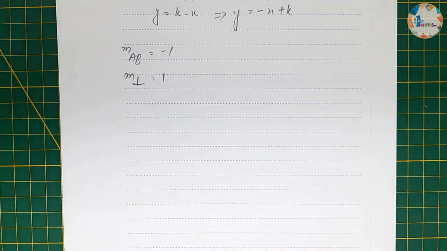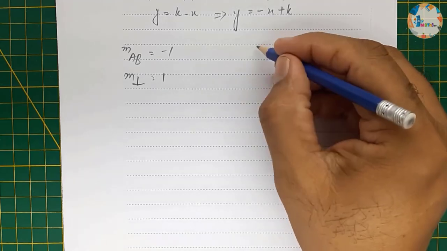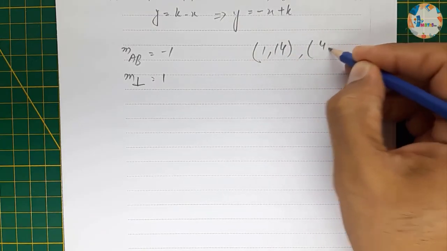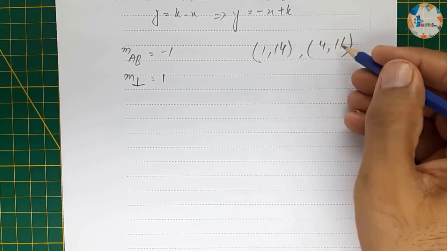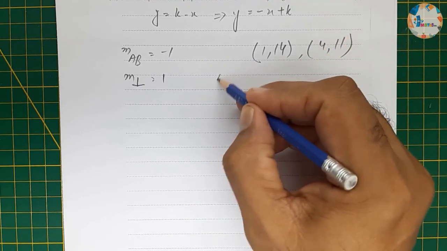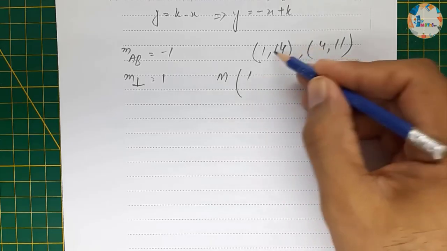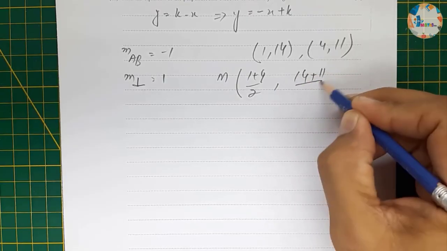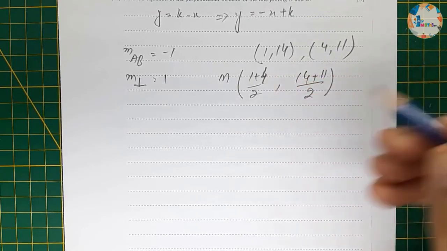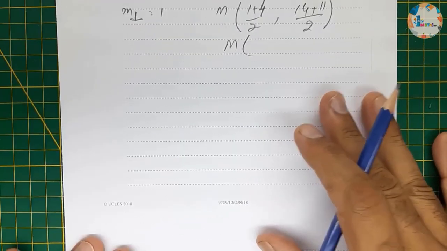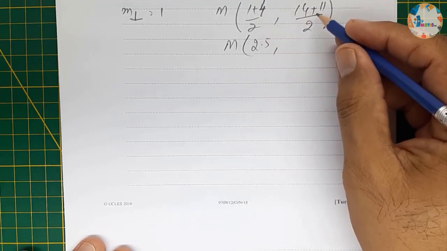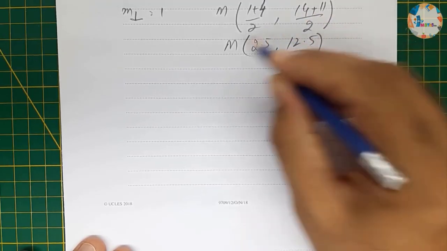So the gradient will be 1, and we need the midpoint of the two points we just found. Those points are 1 and 14, and the second point is 4 and 11. So, say this is M, M will be 1 plus 4 divided by 2, and the second coordinate will be 14 plus 11 divided by 2. This will be 5 by 2, which is 2.5, and 25 by 2, which is 12.5. So this will be our midpoint.